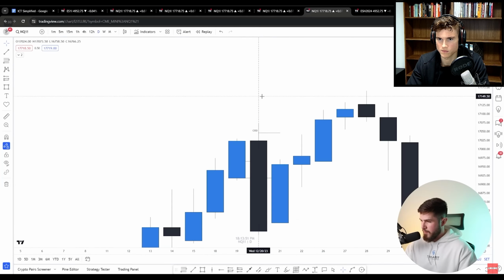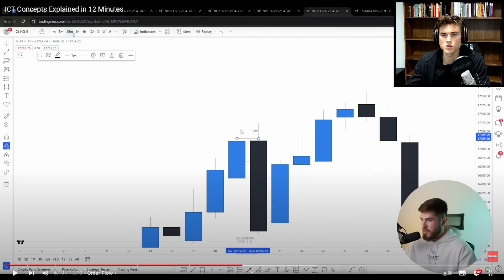So on the higher time frame, this is what it looked like. Just like that example, we talked about time-based liquidity. The market failed to close beyond that low.